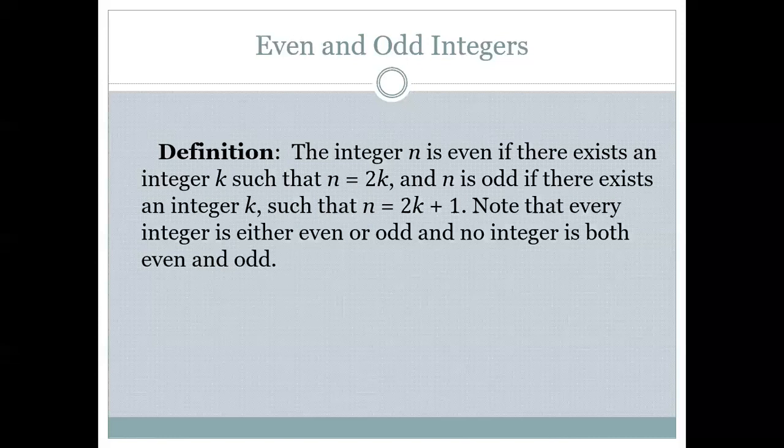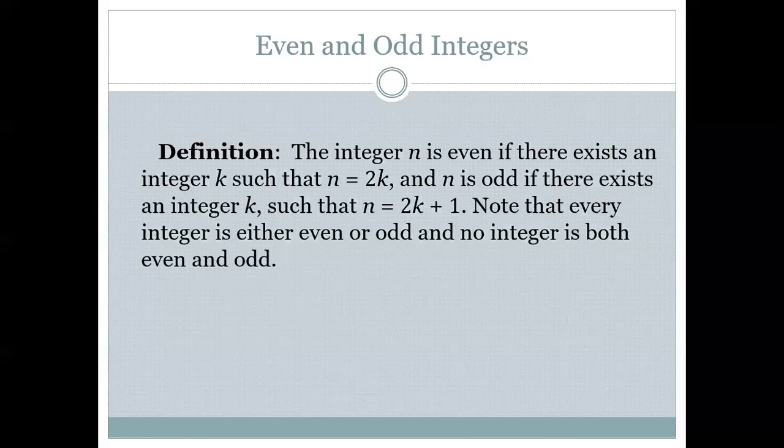So like 8 is even, yes? Does there exist another integer such that 8 is equal to 2 times that integer? Yes. What is it? 2 times 4. So in that case, n was 8, k was 4. Okay, 26 is even. If n is equal to 26, what is the k that fits this definition? It would be 13. 26 is equal to 2 times 13, yes?